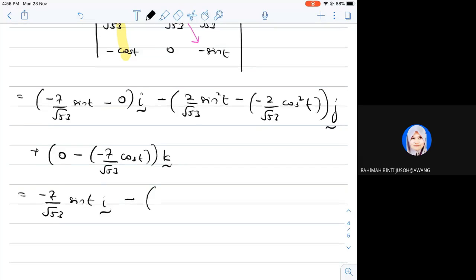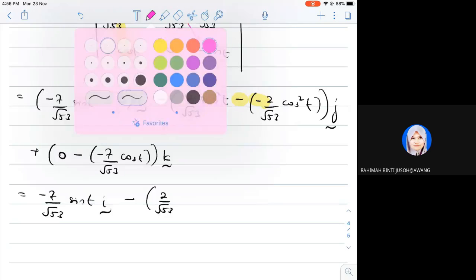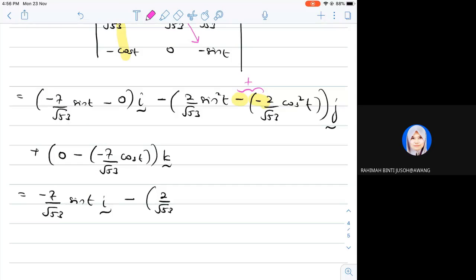Alright, so right now we will have negative 7 over square root 53 sine t, minus, okay, we will have 2 over square root 53, yes, because right now we have plus. Okay, identity. Minus becomes plus. Yes, good. So this becomes plus and then this is the identity. So this is equivalent to 1. Okay, it's like this: sine squared t plus cos squared t.